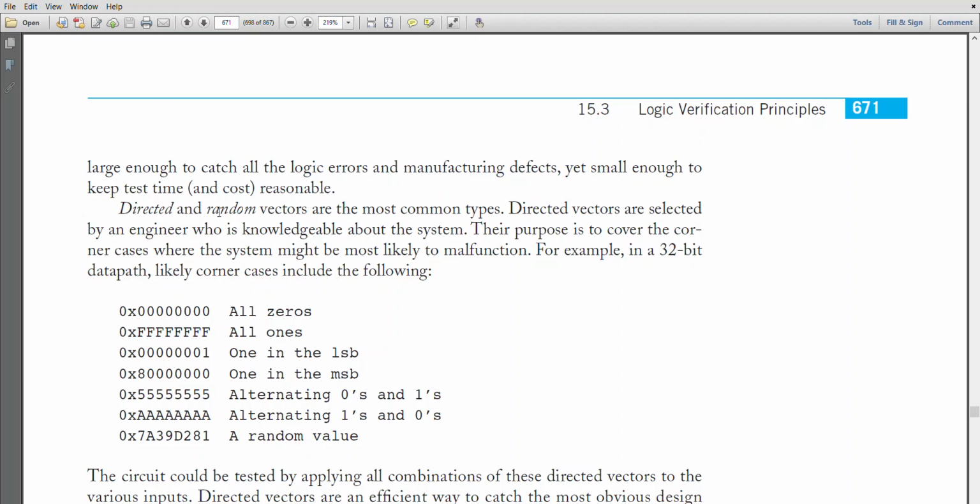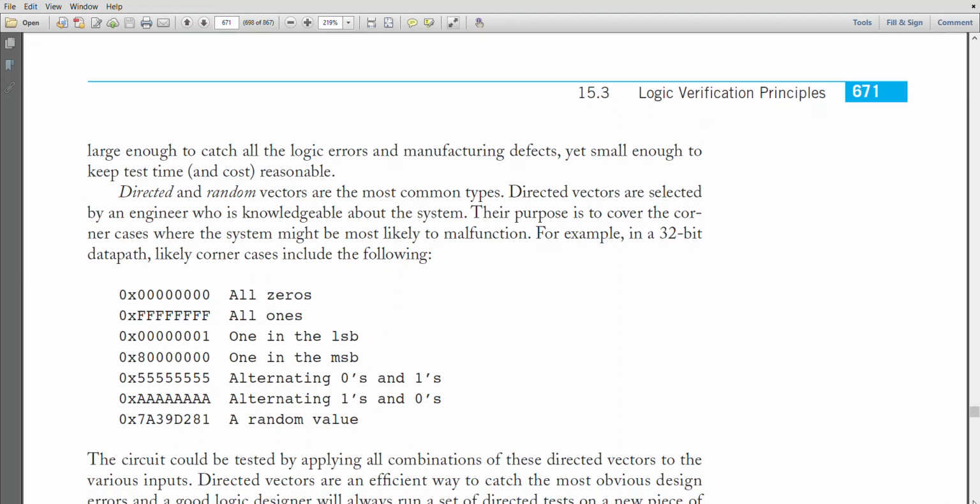Okay, so directed and random vectors are the most common types. Random test pattern generation was discussed in the previous lectures. Directed vectors are selected by an engineer who is knowledgeable about the system. Their purpose is to cover the corner cases where the system might be most likely to malfunction. For example, in a 32-bit data path, likely corner cases include the following: all zeros, all ones, one in the LSB, one in the MSB, alternating zeros and ones, alternating ones and zeros, or a random value. These are the things most likely to happen.